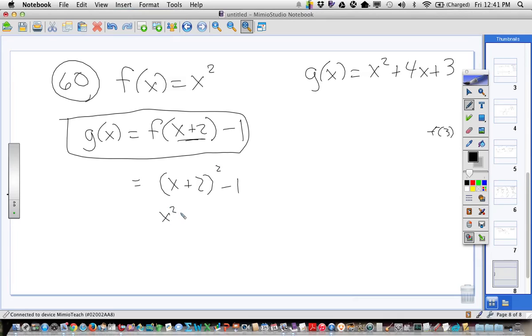Now I could FOIL that out, x squared plus 4x plus 4 minus 1, and I get x squared plus 4x plus 3. And you say, oh yeah, g of x is that. Yep, there it is. Completing the square didn't have anything to do with it. I would not have asked this question this way on a quiz. I just would have said, show that this is equal to this, and let you figure it out however you wanted to, which this would have been the smart way, I think, to do it, with those directions.